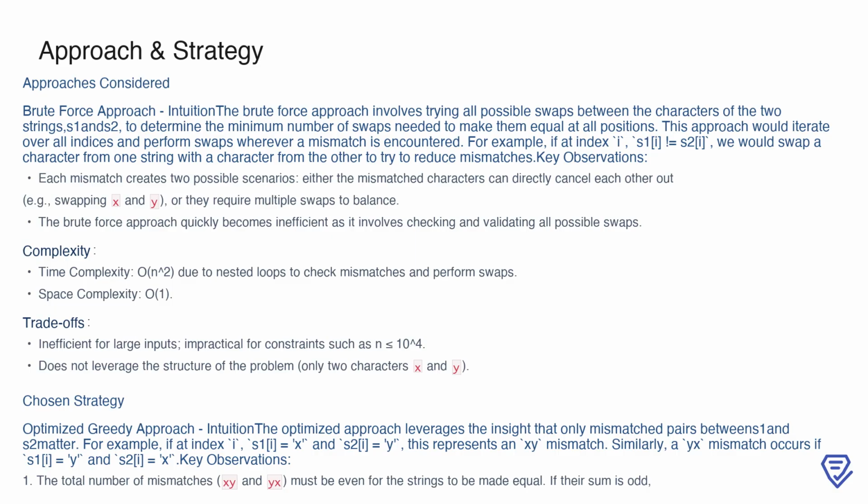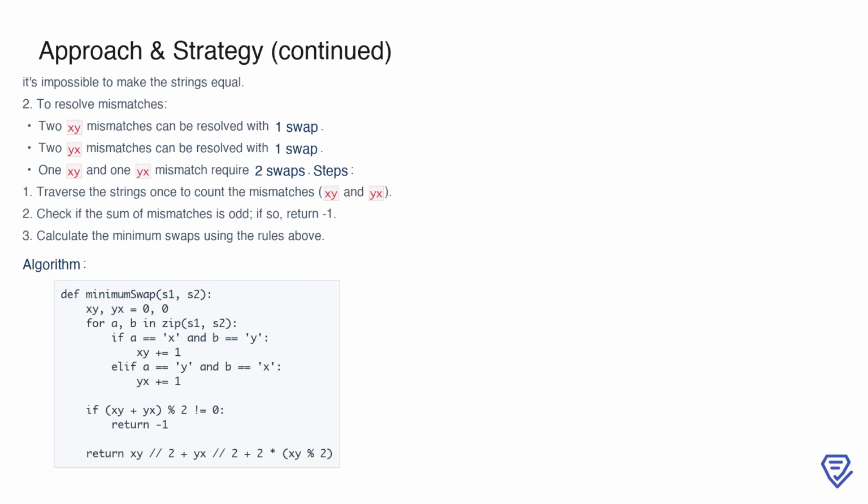Each mismatch could require multiple swaps to resolve, and since we need to evaluate all possible swaps, the time complexity increases to O(n²). This makes the brute force method impractical for larger inputs, especially when n can go up to 10 to the power of 4. Additionally, brute force does not take advantage of the problem's unique structure, where only two characters X and Y are involved. Therefore, while the brute force approach might seem intuitive initially, it is not suitable for this problem due to its inefficiency. Instead, we use an optimized greedy approach that focuses directly on the mismatches between S1 and S2.